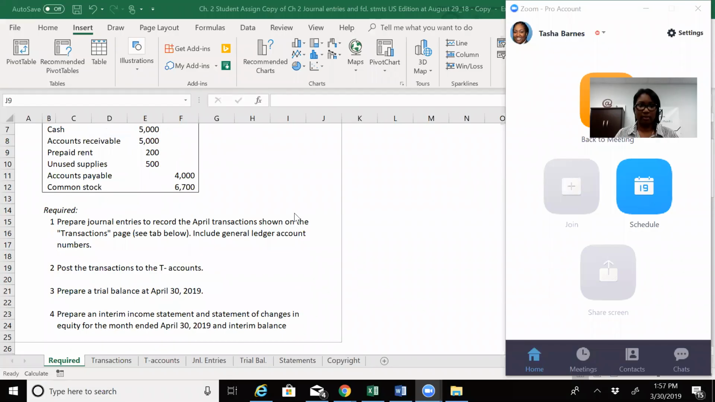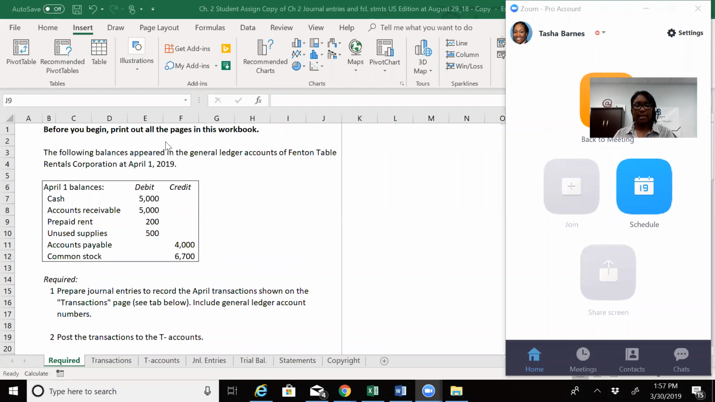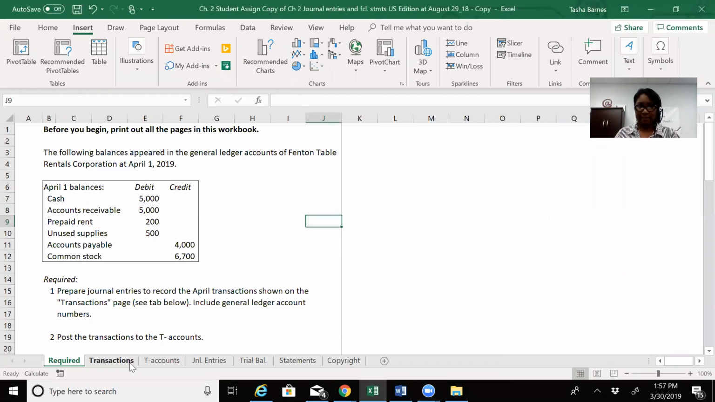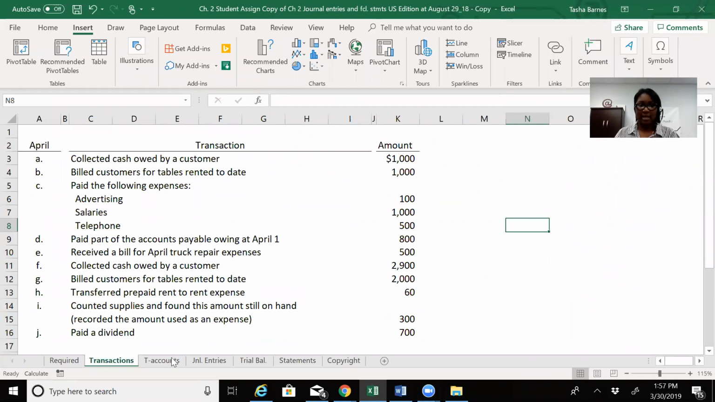Okay, I'm going to start by sharing my screen. Before you begin, print out all the pages in this workbook. Here it gives you some information about the balance on a general ledger account for Fitton Table as of April 1st. As you go on to the second tab, there are some transactions, and it wants you to do a T account, journal entries, trial balance, and then the statement. That is the order in which you will prepare. You do the T accounts, you do the journal entries. From that, you put everything in a trial balance, and then you can compile the statement.